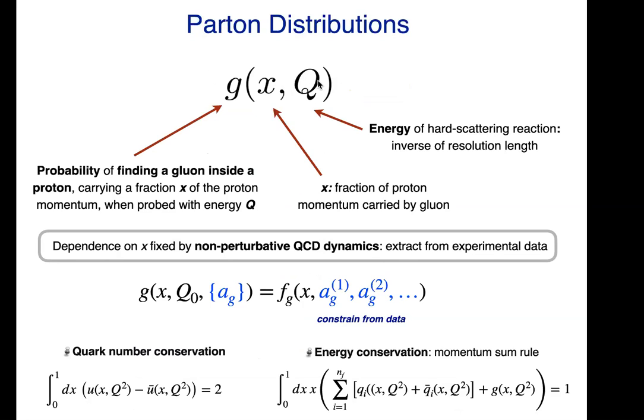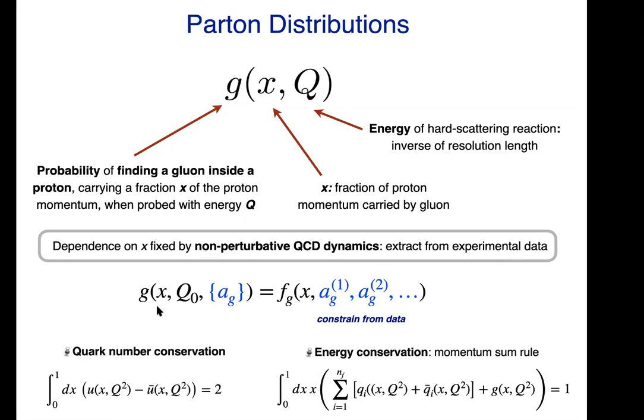And Q is the resolution scale. So it's the energy of the hard scattering collision, which, as we know from quantum mechanics, is the inverse of the resolution length. The higher the Q, so the higher the energy of the partonic collision, the smaller the length, so the better the spatial resolution at which you are probing the proton. So the dependence on x, on the momentum fraction of this PDF, is determined by non-perturbative QCD dynamics, and therefore we have to extract it from the data.